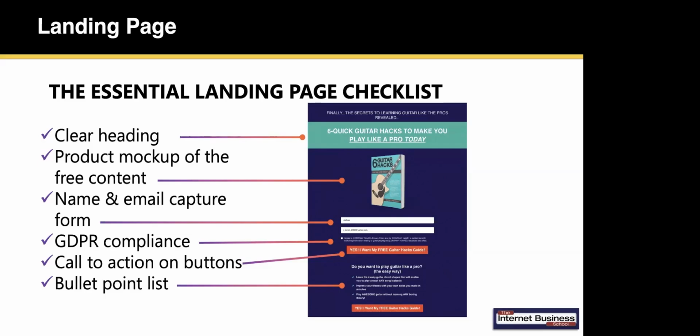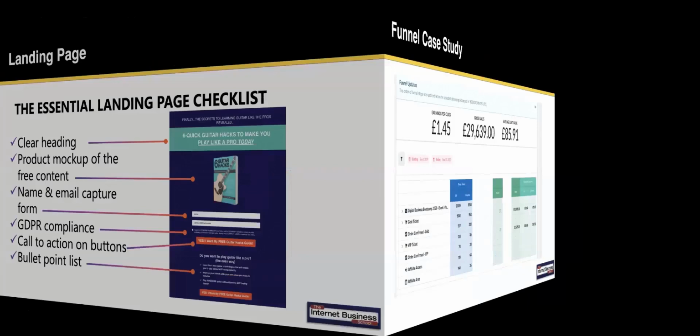Obviously, you've got the name and email capture, and you need a little tick box for GDPR compliance to say that they agree for you to retain their information and use it to market to them in the future. And then you want a call to action, and then bullet points to give them reasons why they want this particular product. So that's the typical structure for a landing page.